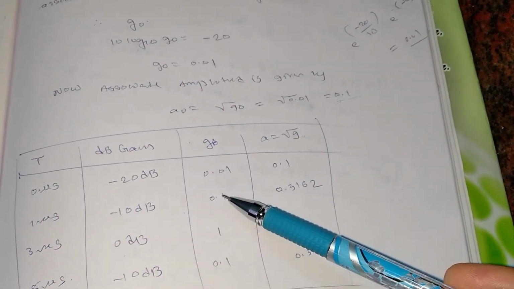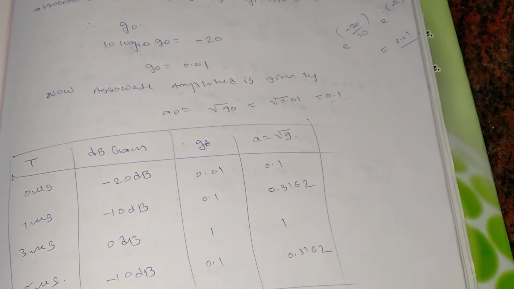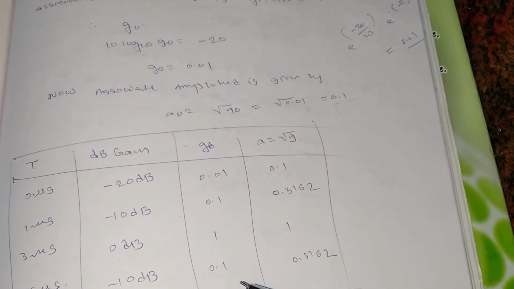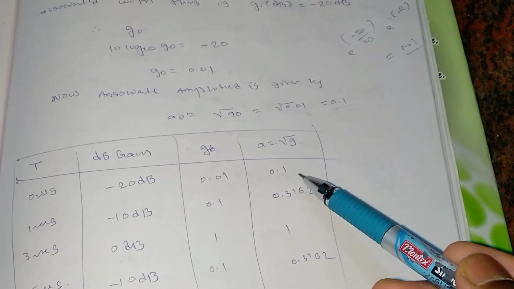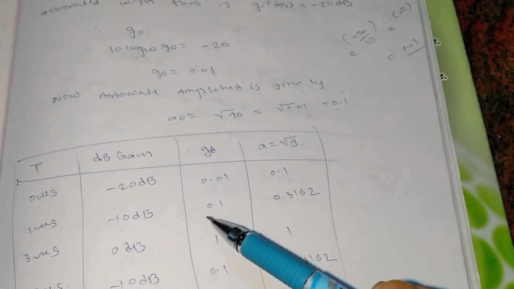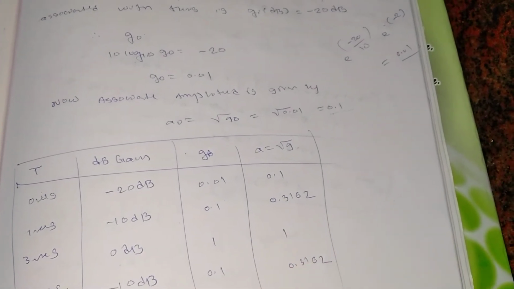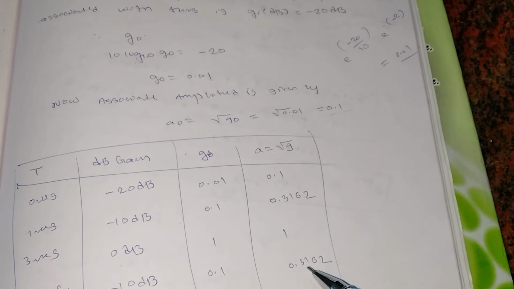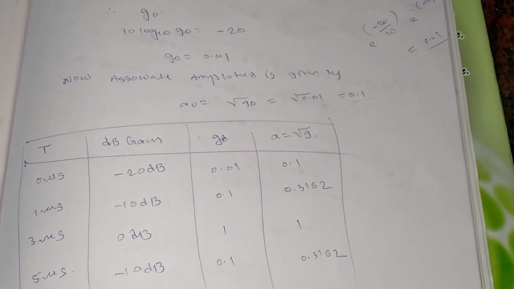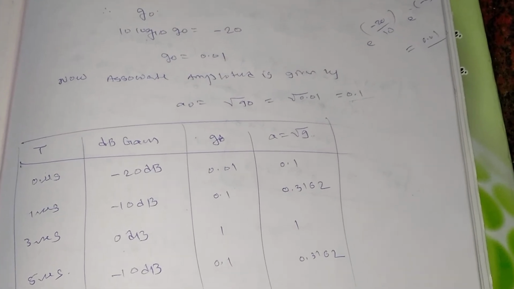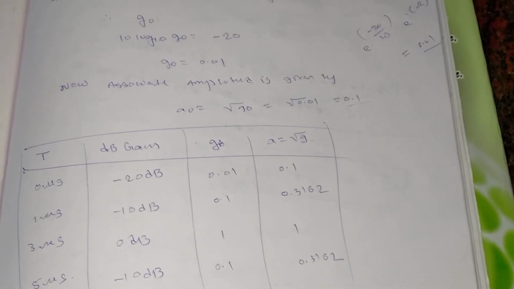For this one, I will be getting 0.1 for 1, for 3 microseconds I am getting 1, and for 5 microseconds I am getting 0.1. The amplitude a equals the square root of g: square root of 0.01 is 0.1, square root of 0.1 is 0.3162, square root of 1 is 1, square root of 0.1 is 0.3162. So once I have created the table, it's now simply a matter of putting these values in a formula and getting the answer for sigma t RMS.